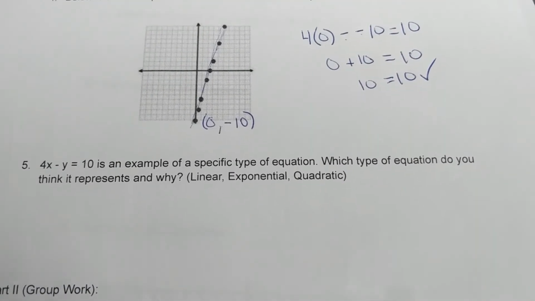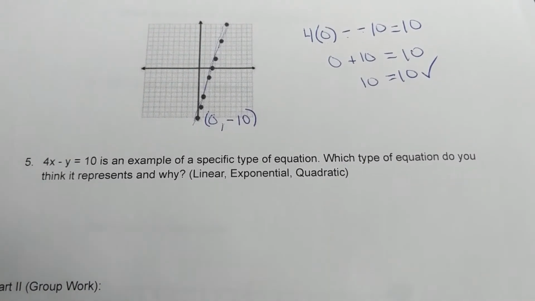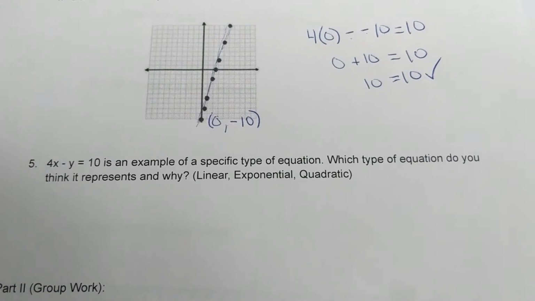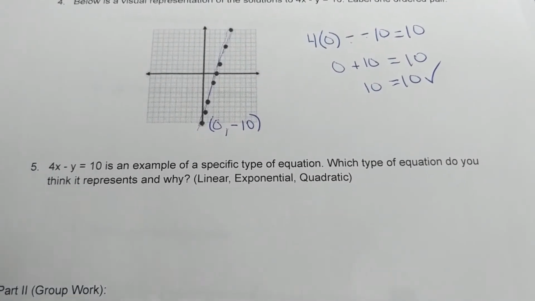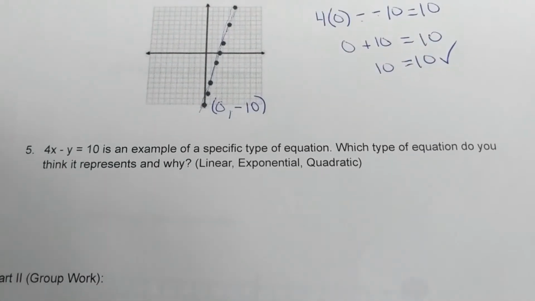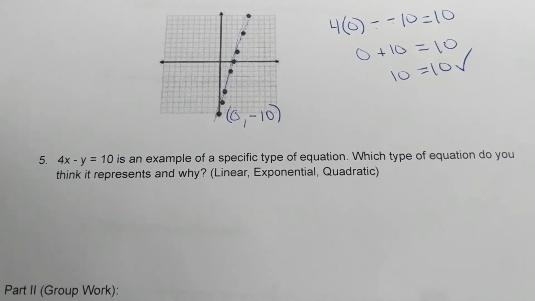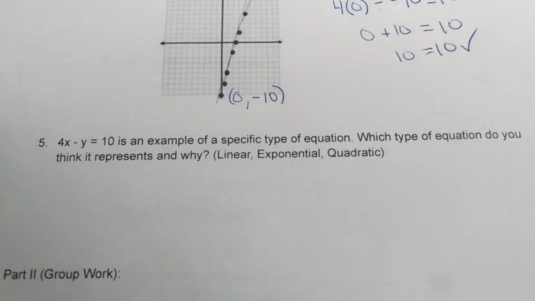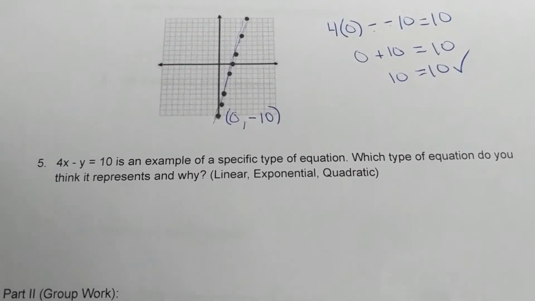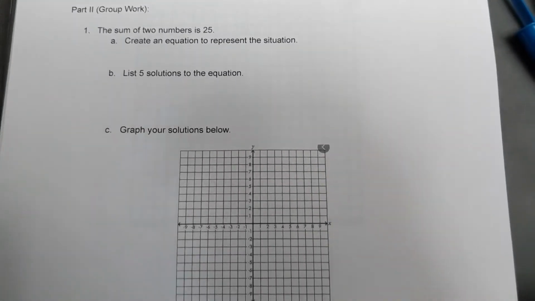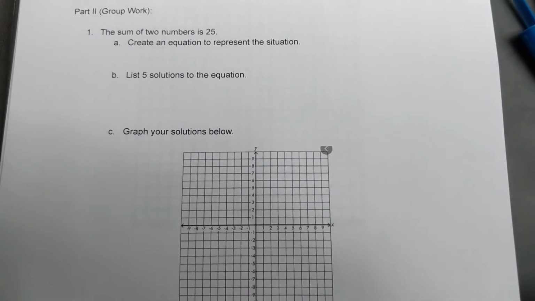So if we look at that graph, that looks like a straight line. If the graph is a straight line, it is linear, line-ar. That is an easy way to remember what linear is. So go ahead and explain that that is a linear equation because the graph looks like a straight line. And then our last one we will do together for today.